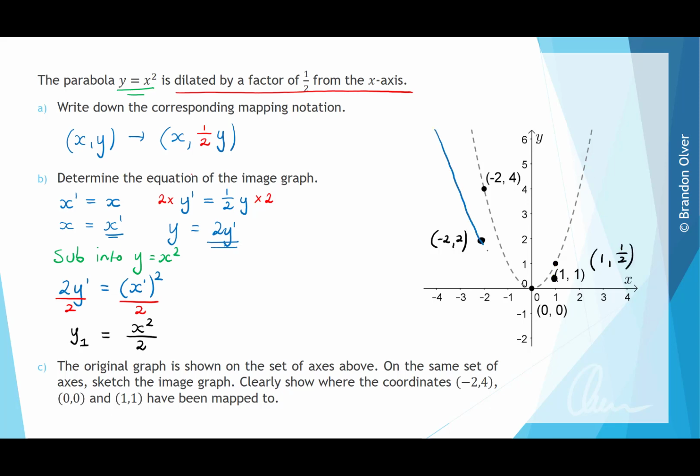So the new graph will look something like this in blue, where all of the y values have been dilated by a factor of a half from the x-axis.